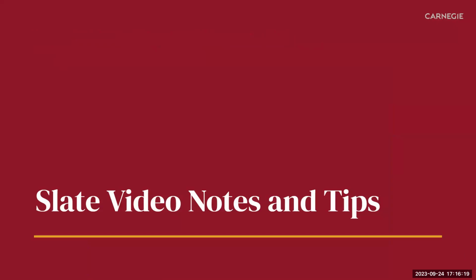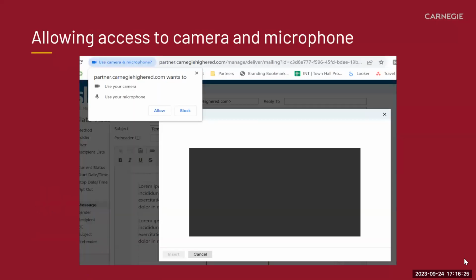So we'll now go ahead and take a look at some general Slate video details, notes, and tips. So as a note, you will need to allow access to your computer's camera and microphone in order to utilize this tool. You'll automatically be prompted to allow these permissions the first time that you use Slate video. After you use it for the first time, you shouldn't have to allow the permissions again.